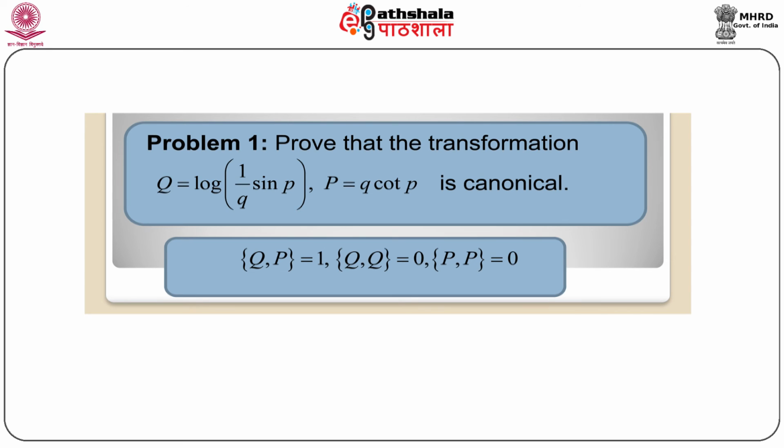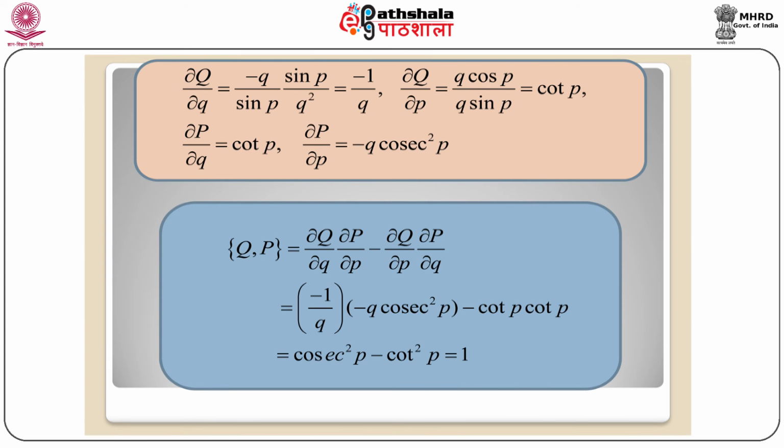First problem: show that the following transformation is canonical. Capital P equal to half of (small p square plus small q square), capital Q equal to tan inverse of small q divided by small p. The given transformation will be canonical if Poisson bracket of capital Q with capital P equal to 1, Poisson bracket of capital Q with capital Q equal to 0, Poisson bracket of capital P with capital P equal to 0.